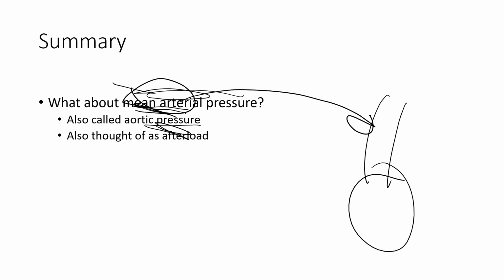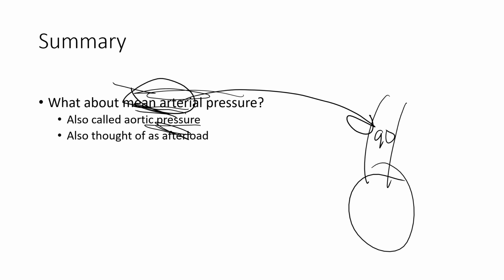And then you can also call mean arterial pressure, and thus aortic pressure, the afterload. They all can mean actually the same thing. And then you say, well, what's the afterload? The afterload is the pressure that a chamber has to pump against. Usually we're interested in the left ventricle. So the afterload is the pressure that the left ventricle has to pump against. And what's the pressure that the left ventricle has to pump against? It has to pump against what mean arterial pressure or aortic pressure is, which is approximately 90 millimeters of mercury. Because what does the left ventricle pump blood into? The left ventricle pumps blood into the aorta and thus the systemic arteries.